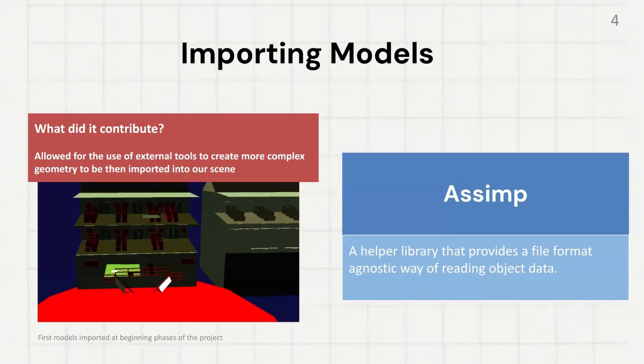Okay, so we did our modeling externally in Blender. Therefore, we needed a way to read that data into our project. Hence why we have the model importer, which utilizes a simple helper library, Assimp, which provides an agnostic way of reading file data from multiple file format structures.